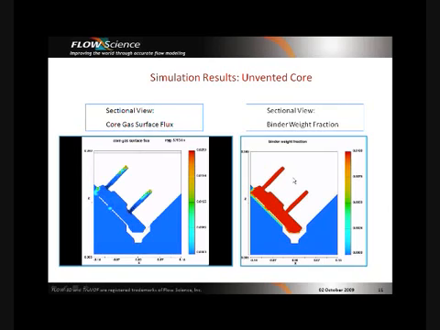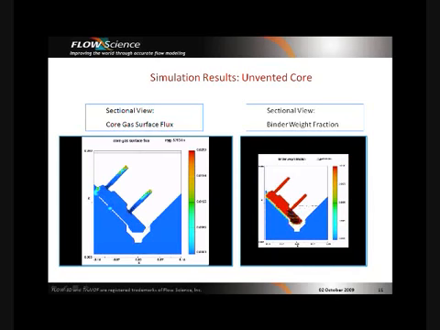The animation on the right shows the binder weight fraction at a cross section as a function of time. The core initially has a binder weight fraction of 1% uniformly everywhere. As the metal fills in the cavity, we can see that the binder weight fraction decreases closer to the outer surface of the core as the binder vaporizes into gas. You can see that the weight fraction has reduced all around the edge of the core here.